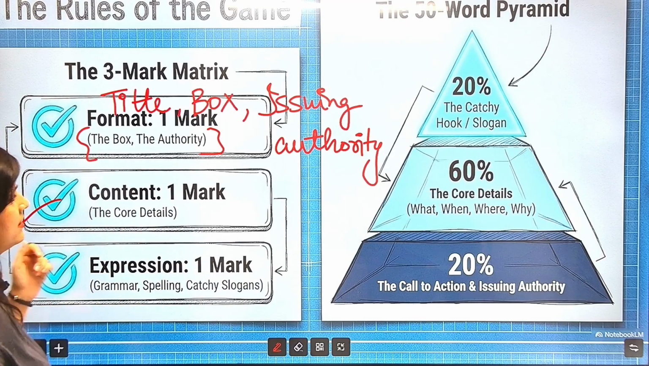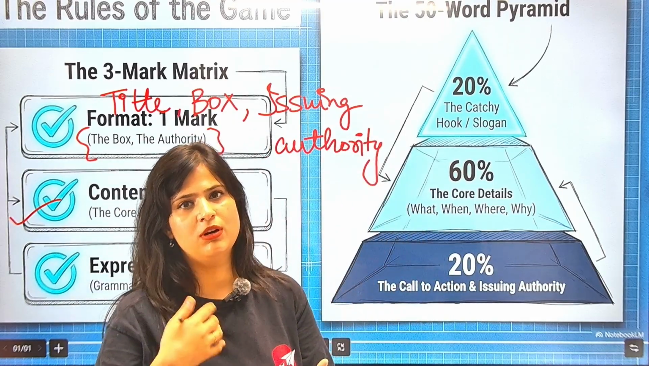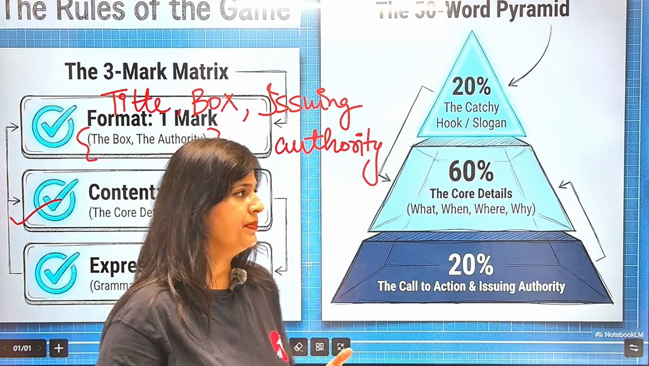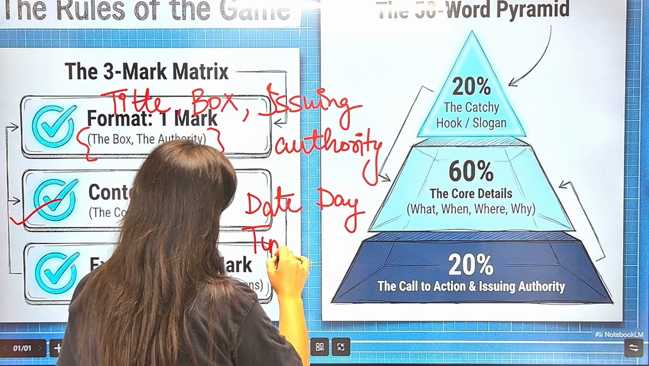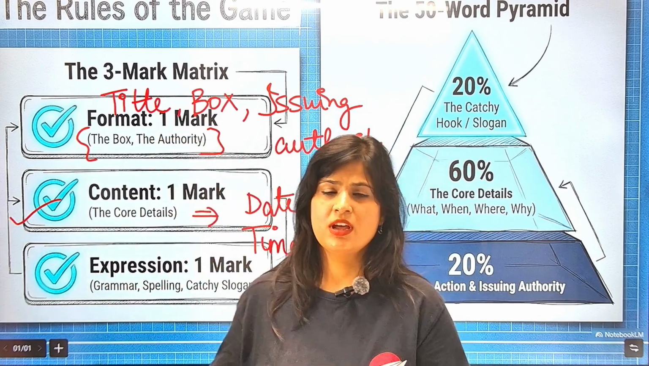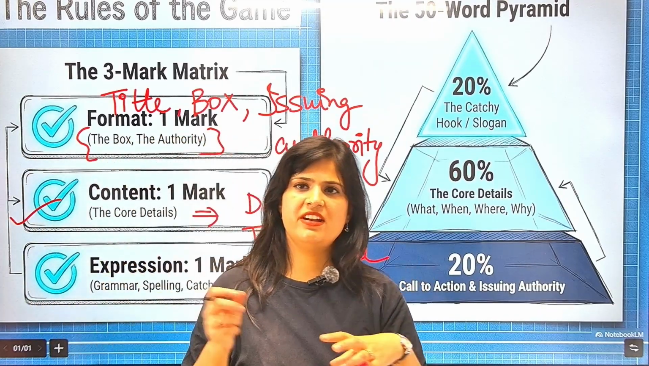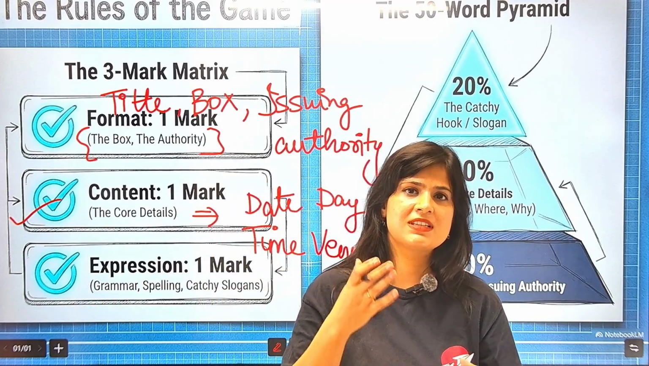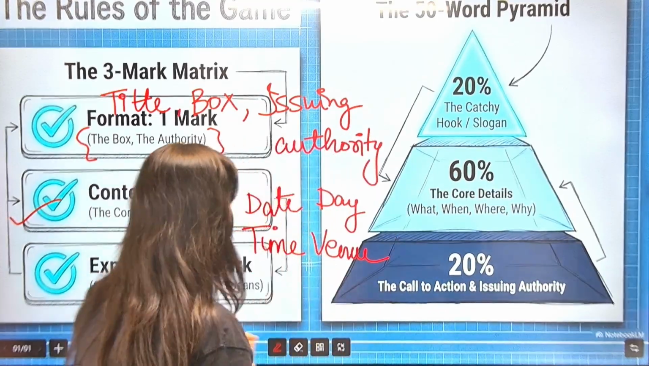Then the content, the core details. What are the core details? It can be related to an event, it can be related to some general awareness appeal. So if it is a campaign on general awareness, then also there would be date, day, time and venue, right? Date, day, time and venue that you need to include. These are the details that you need to include. If it is an event poster, definitely you need to include all these things. But if it is a general awareness campaign, general awareness poster, then what will you include? You will definitely include some message, some sort of appeal, some sort of details about the topic, right?